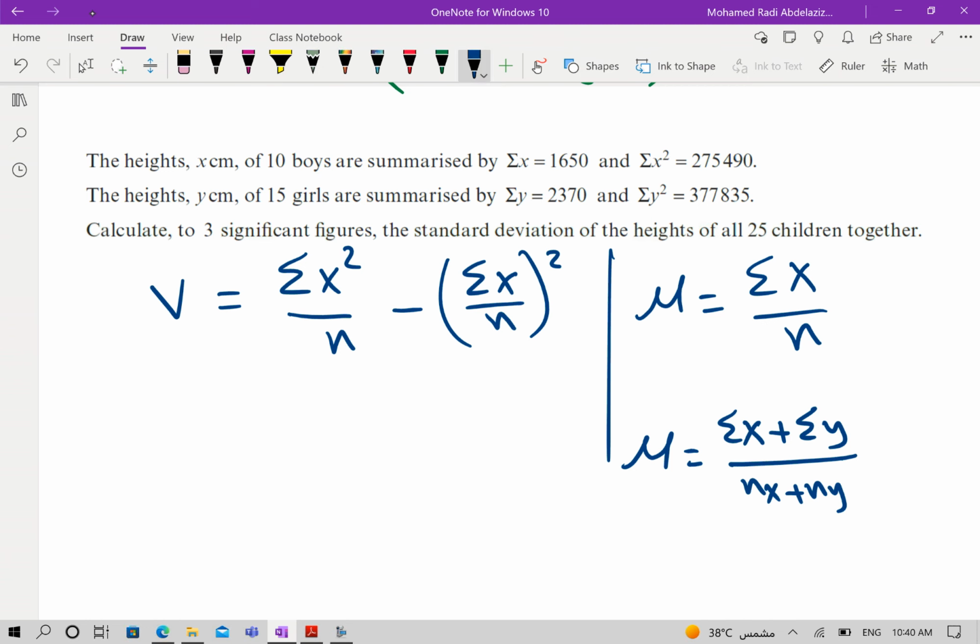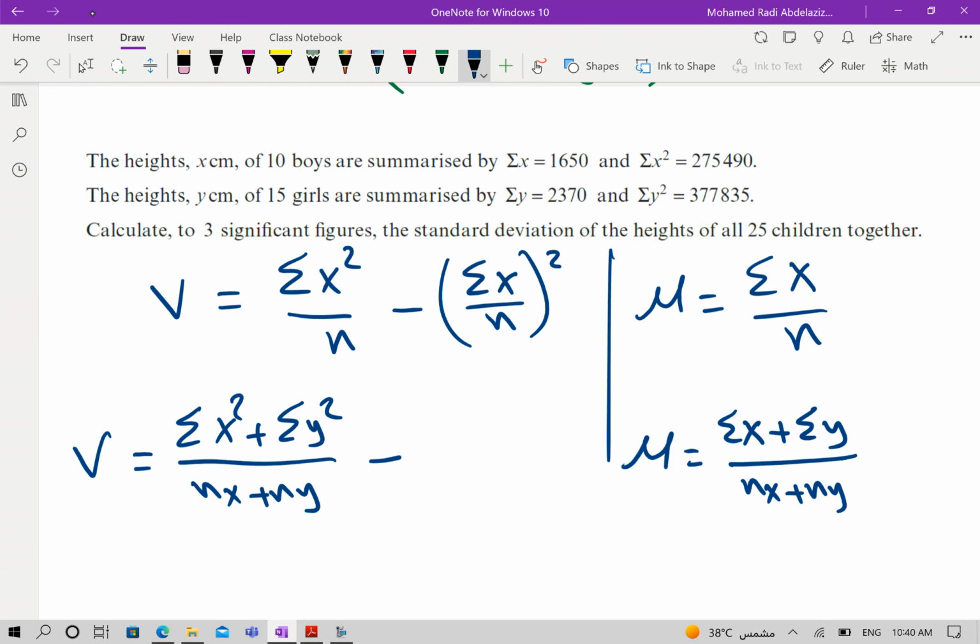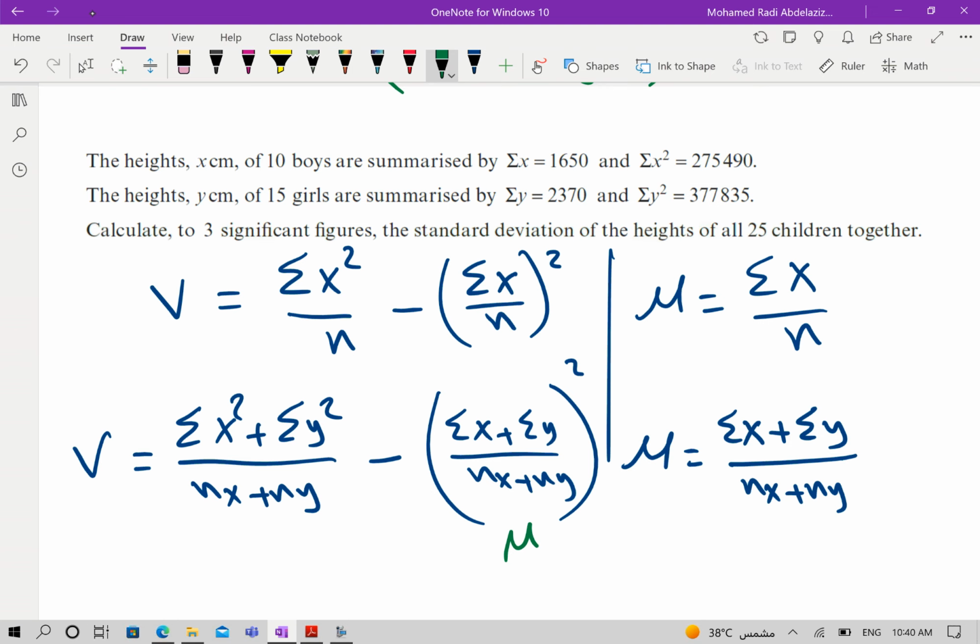Mu is sum of x over n, so to get mu, sum of x plus sum of y divided by nx plus ny. By the same way for the variance, we have two groups, so you have to add summation of x squared and summation of y squared. So sum x squared plus sum y squared, but divided by what? Sum of both number of x and number of y, minus sum of x plus sum of y divided by nx plus ny, the whole squared, which represents mu for all.